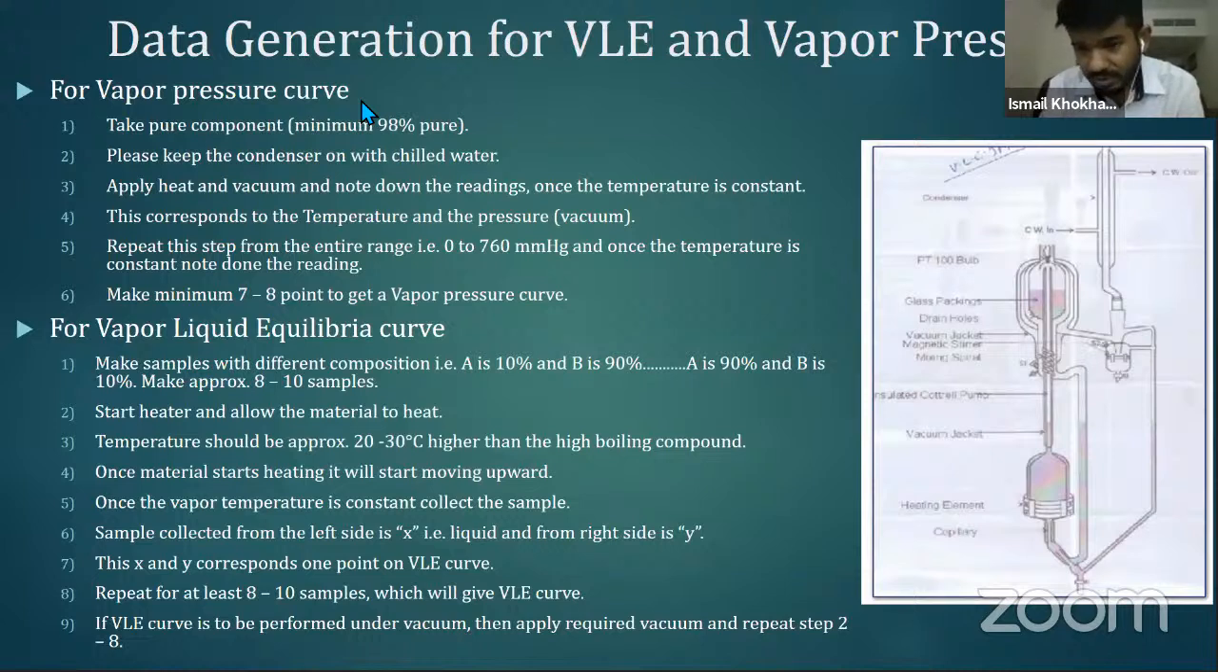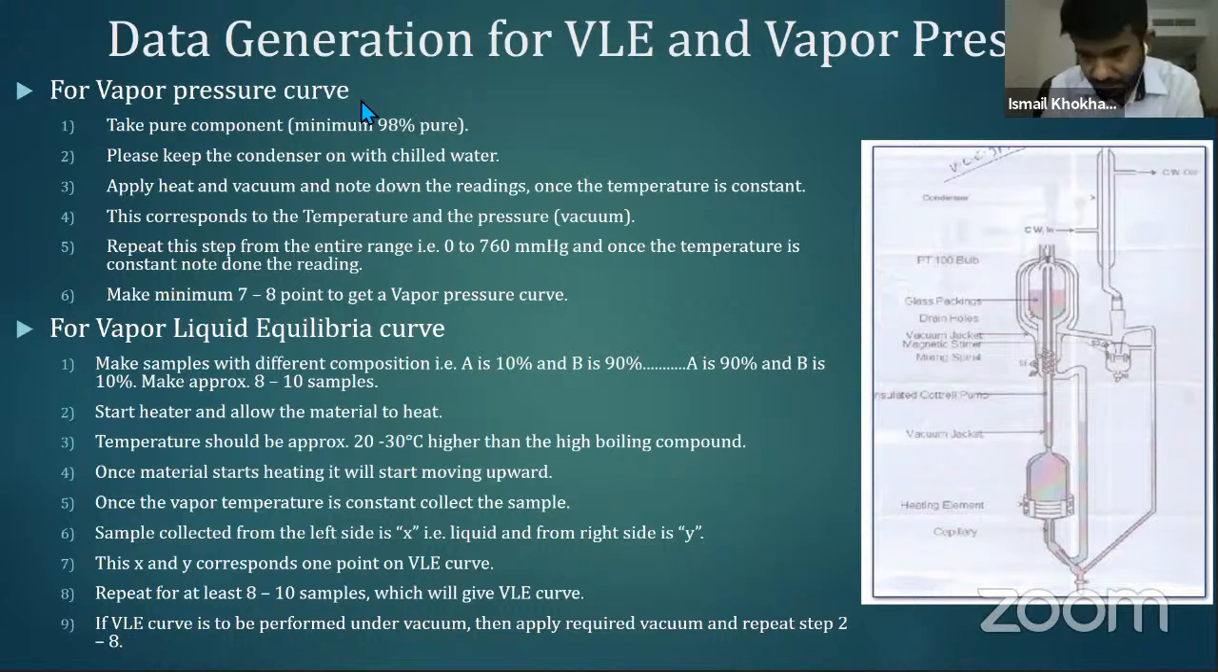The only drawback of this equipment is that you cannot generate the VLE curve under pressure, because it is glass equipment, and it is single glass equipment, so it is quite delicate. For the vapor pressure curve, you have to follow the same procedure, but here you should make sure that whatever compound is being used for generating the vapor pressure curve is approximately minimum 98% pure, so you will get a proper vapor pressure curve.